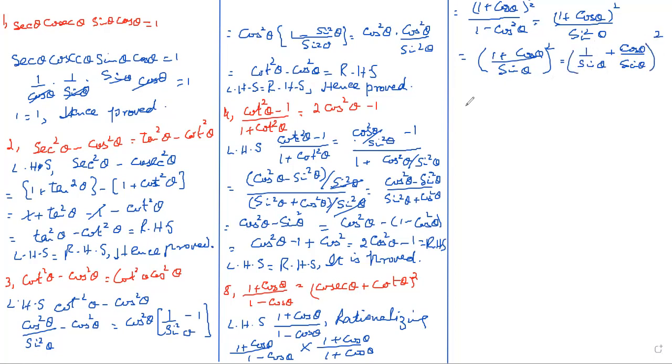So 1 over sine theta is cosecant theta and cosine theta over sine theta is cotangent theta, the whole square, which is our right hand side. So therefore, hence proved.